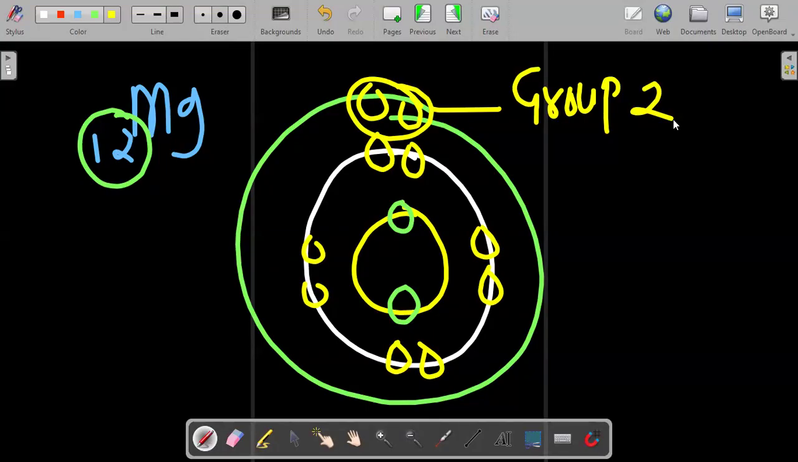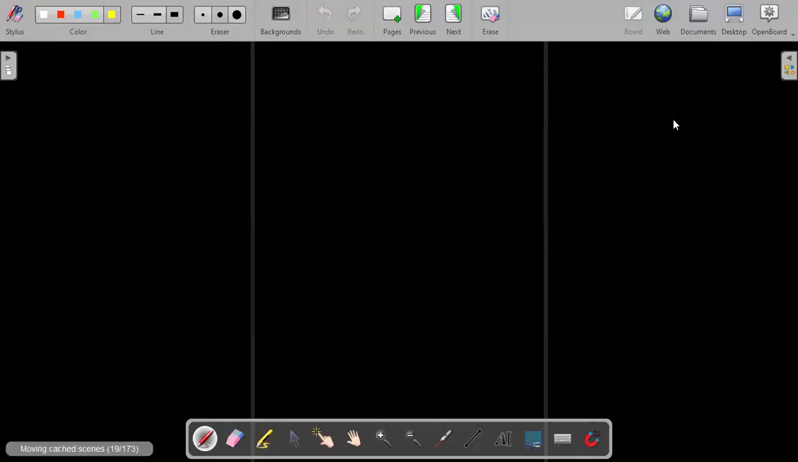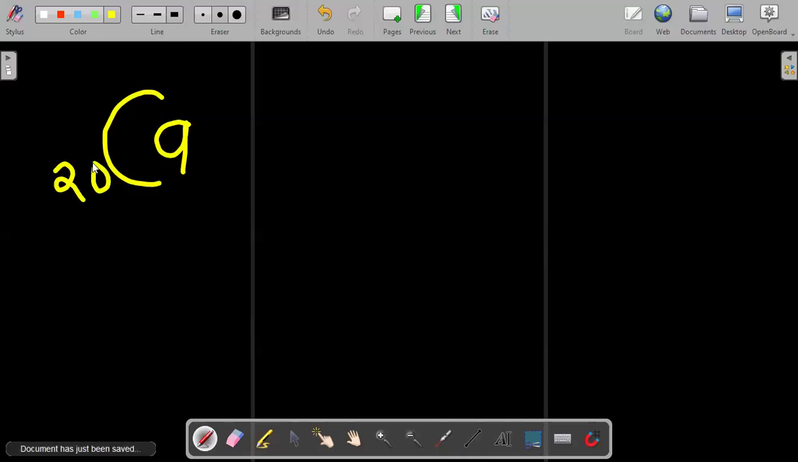I mean, sorry, magnesium. That's why they place magnesium on group 2. So let's try the last one, which is calcium. Calcium is the last element in the first 20 elements. Calcium is 20. So let's arrange it.